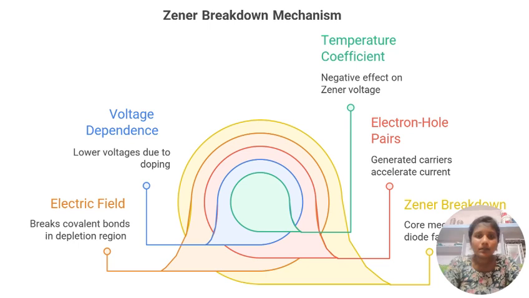Here the picture. Temperature coefficient, negative effect on Zener voltage. Voltage dependence, lower voltage due to doping. Electric field breaks covalent bonds in the depletion region, generating electron-hole pairs; the generated carriers are accelerated, producing current. Here the Zener breakdown mechanism is represented in the diagram.